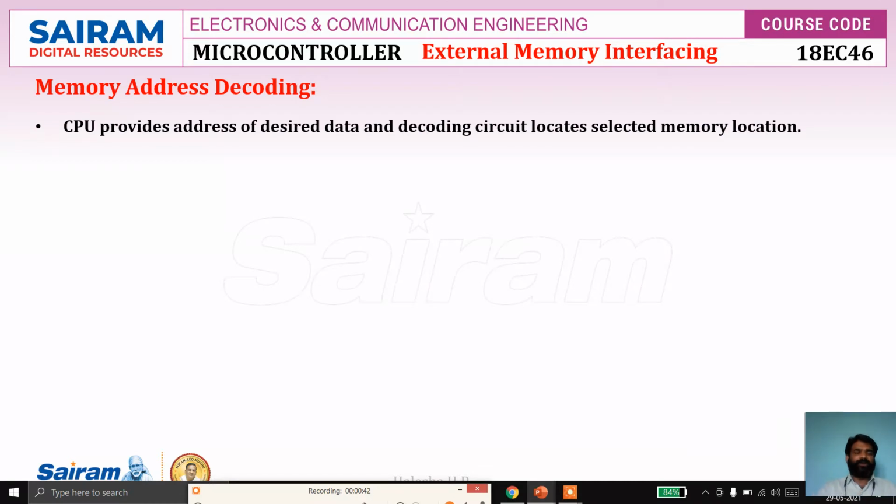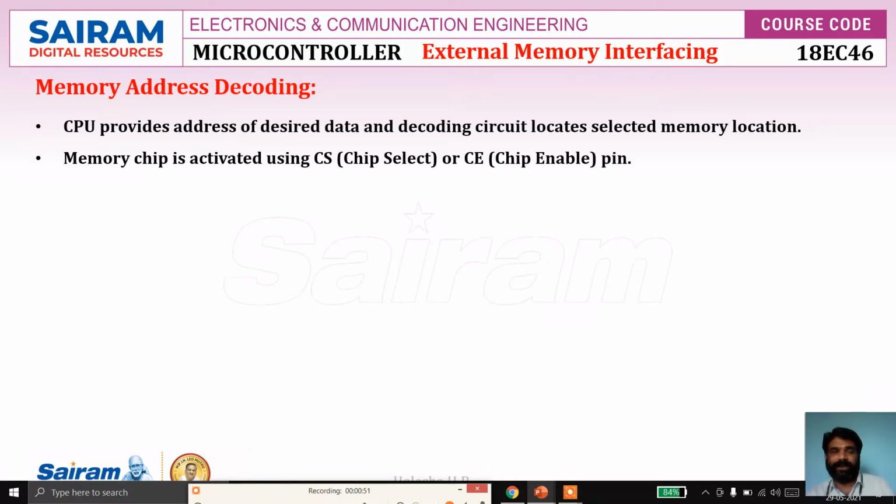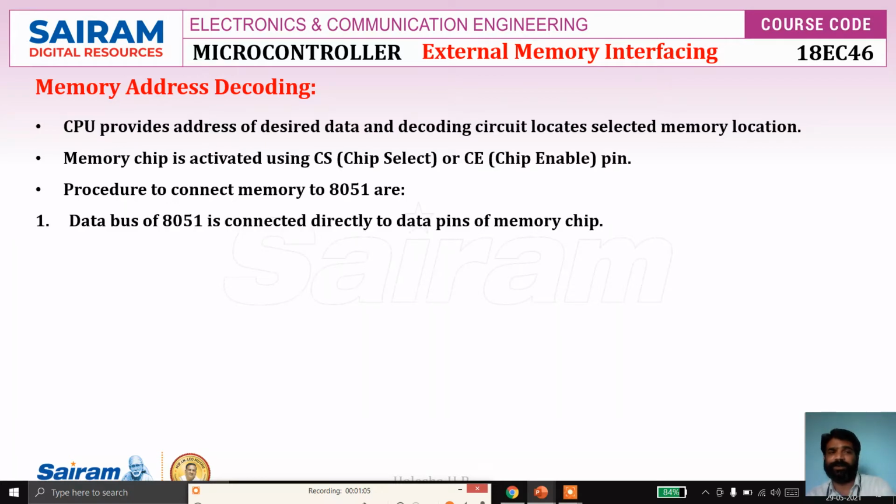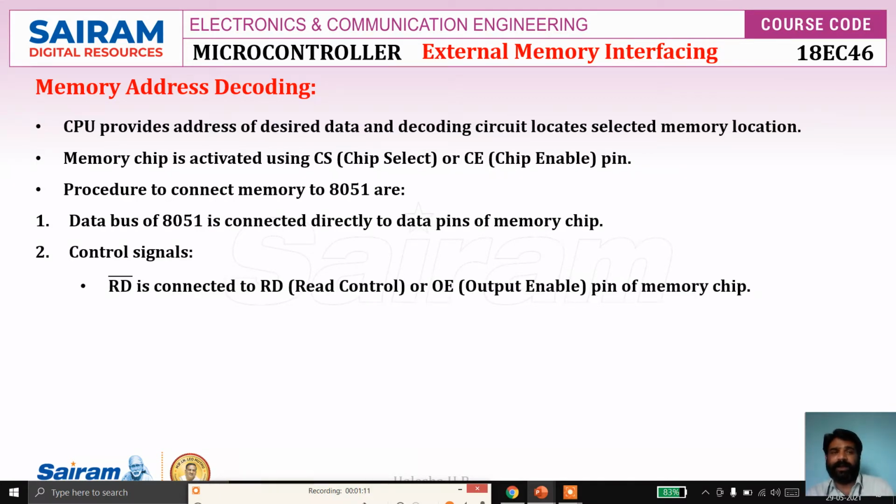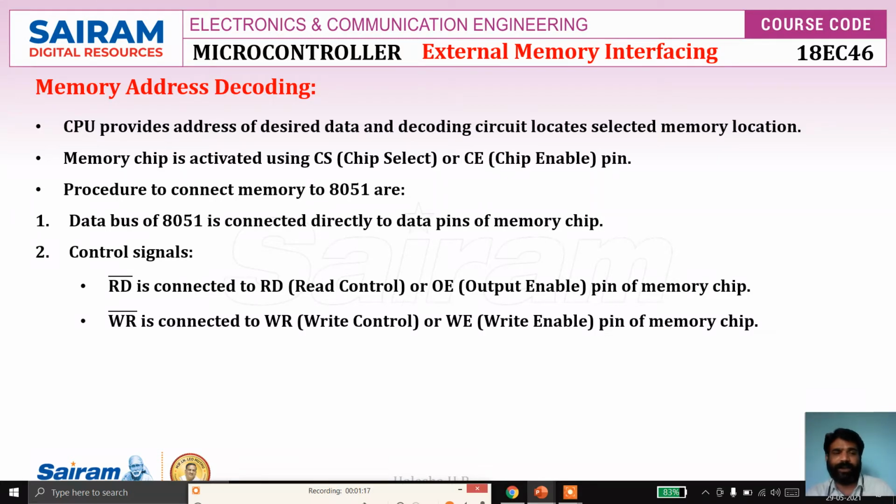As you know, the CPU provides the address of the desired data and the decoding circuit locates the selected memory location. Memory chip is activated using a chip select or chip enable pin. The procedure we followed to connect external memory to 8051: first we connected the data pins of 8051 to the data pins of memory, then the control signal RD bar is connected to the read control or output enable of the memory chip, and similarly WR bar is connected to the write control or write enable pin of the memory chip.